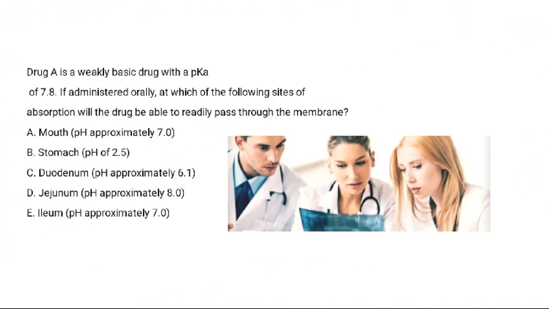Next, drug A is a weakly basic drug with pKa of 7.8. If administered orally, which of the following sites of absorption will the drug be able to readily pass through the membranes? Now, because drug A is weakly basic, it will predominantly be in the non-ionized form in the jejunum, which has pH of 8. For weak bases, the non-ionized form will permeate through the cell membrane rapidly. So this is the correct answer.